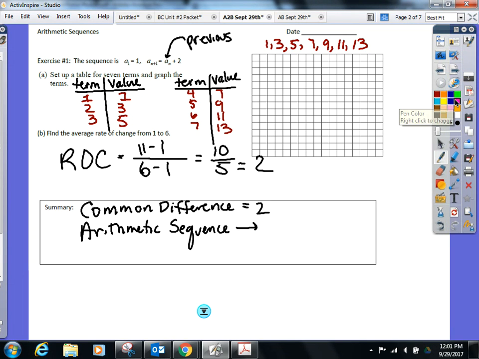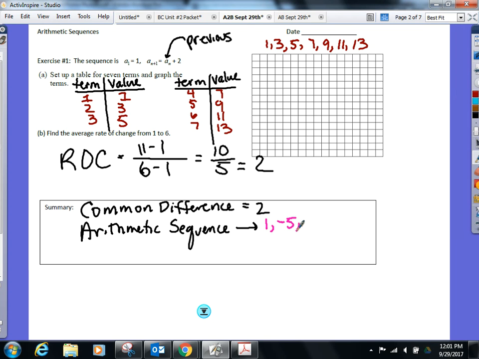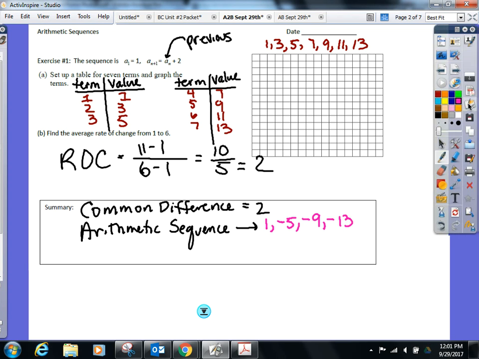Okay, let's hear it. Let's start with this group right here. Ladies, go ahead. What's your sequence? So you did 1, -5, -9, -13. Okay. Why is that arithmetic? What's this group adding every single time? -4. And you can add a negative number. That's fine. You're still adding. That's what makes it arithmetic.